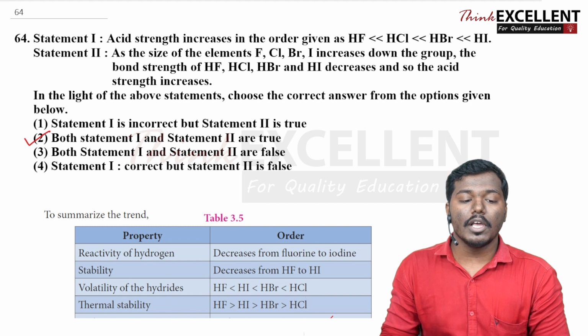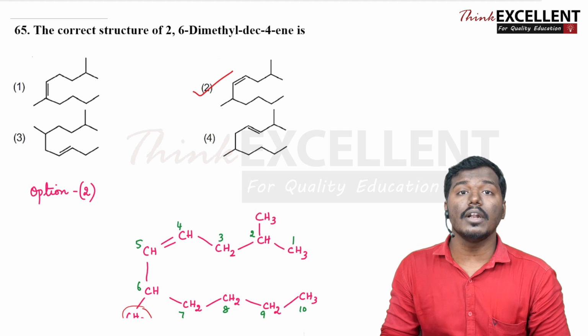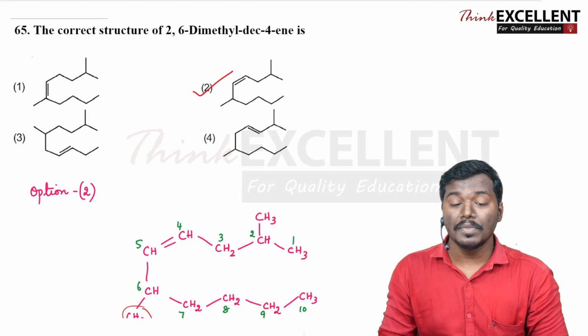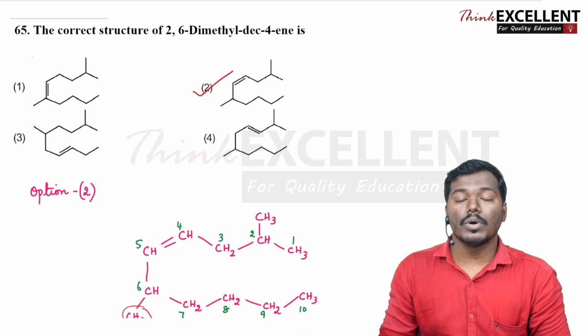Okay. So next we are going to see question number 65. Here you can see that it is asked from the general concepts of organic chemistry. They have given an IUPAC name and asked for its structure. So what is that IUPAC name? That is 2,6 dimethyl dec-4-ene.